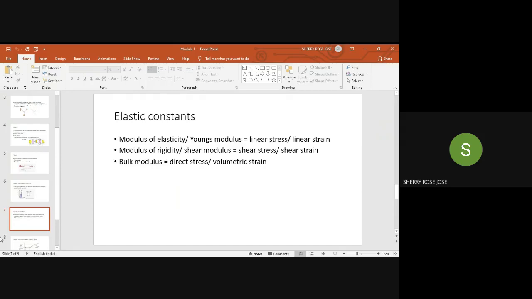Next, there are different elastic constants. One of them is Young's modulus or modulus of elasticity, which is specifically linear stress by linear strain. Then next, there is another, modulus of rigidity or shear modulus. The equation is shear stress by shear strain. And another elastic constant is bulk modulus, which is direct stress by volumetric strain. The equation for volumetric strain is change in volume to original volume. That is about elastic constants.